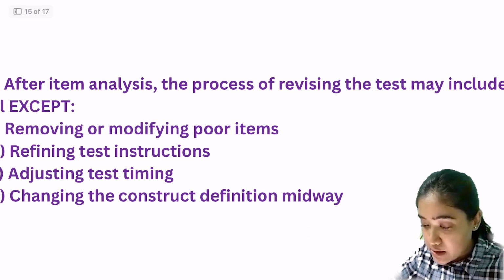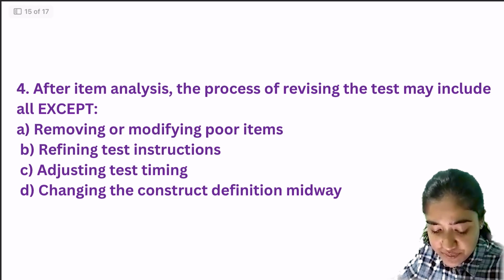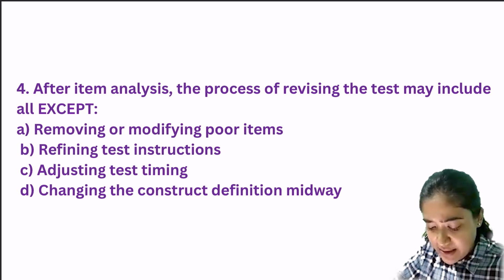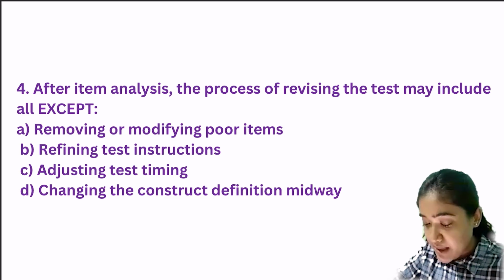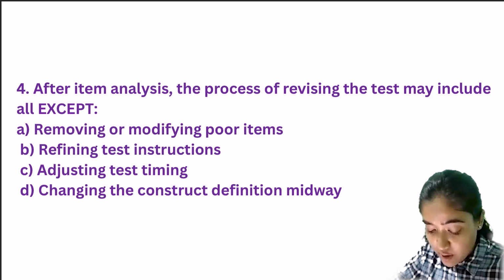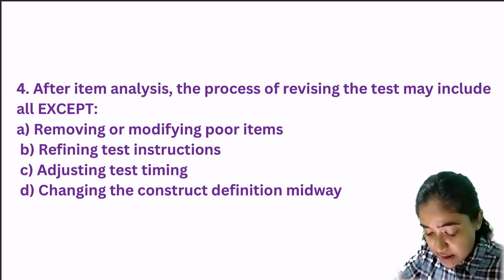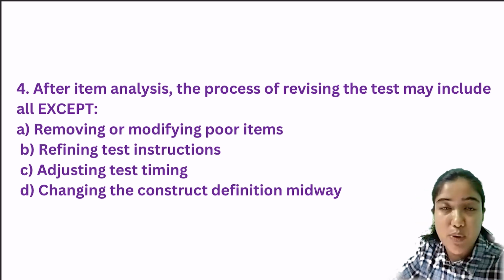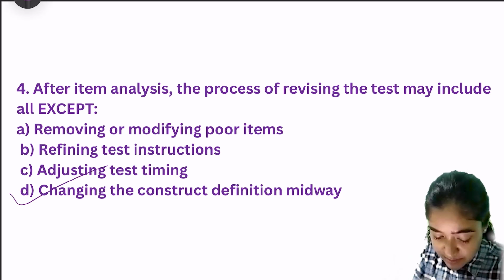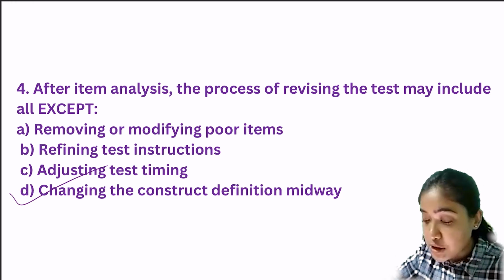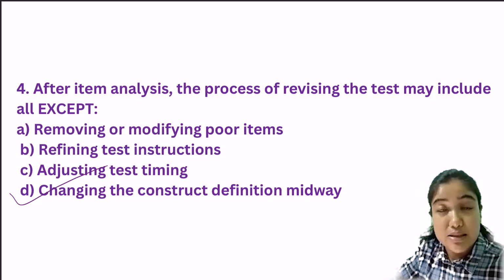Right? The next question is, after item analysis, the process of revising the test may include all except: removing or modifying poor items, refining the test instructions, adjusting test timing, or changing the construct definition midway. Which one is it? The answer is D, changing the construct. We cannot change the construct because the construct should be defined at the beginning and not altered during the revision.